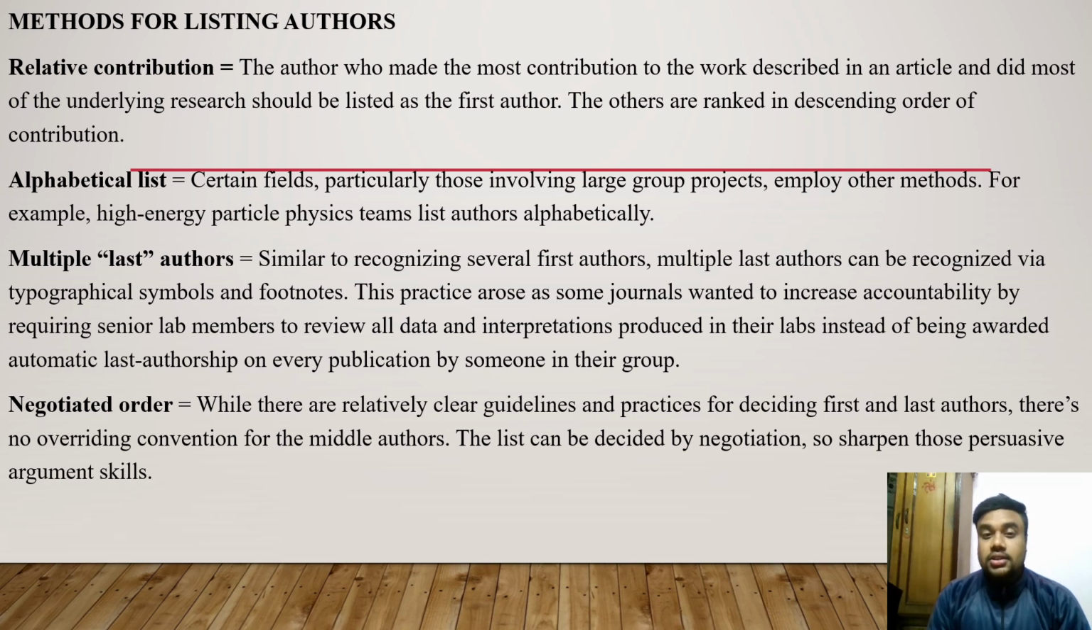Alphabetical list. Certain fields, particularly those involving large group projects, employ other methods. For example, high energy particle physics teams list authors alphabetically. Multiple last authors. Similarly to recognizing several first authors, multiple last authors can be recognized by typographical symbols and footnotes.